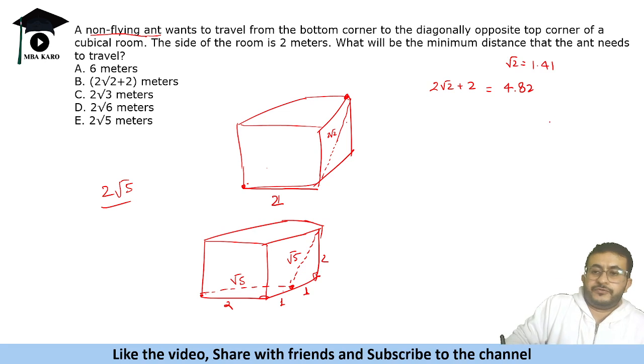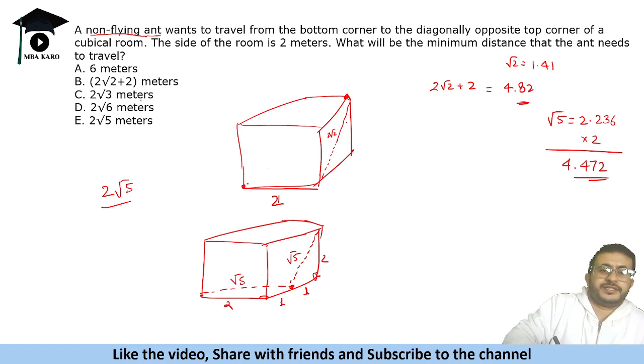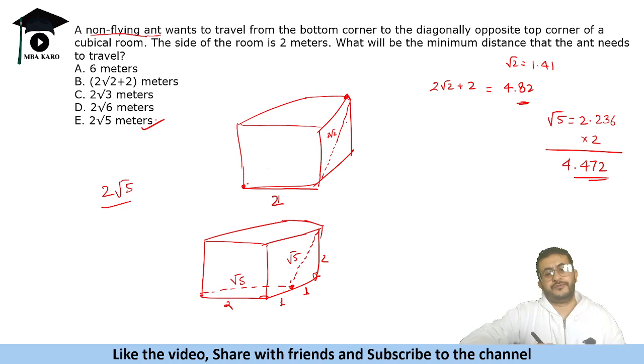Right. The value of root 5 is 2.236. And if you multiply it by 2, you will get 4.472, which is less than this distance. So the least distance you will get is 2 root 5 meters.